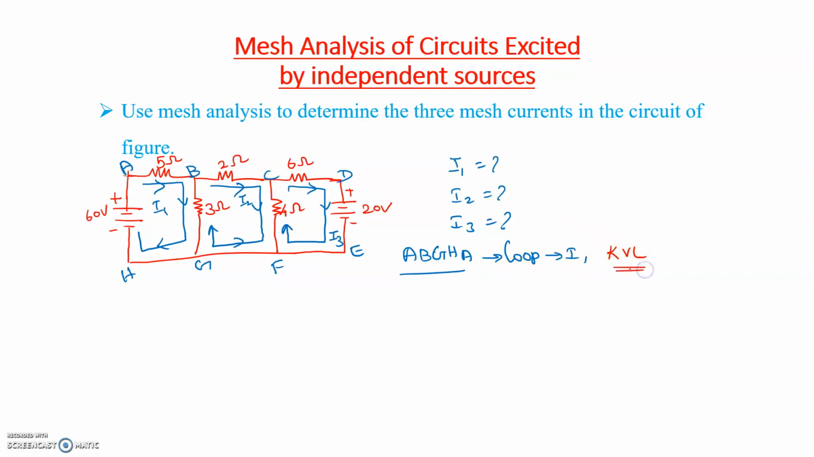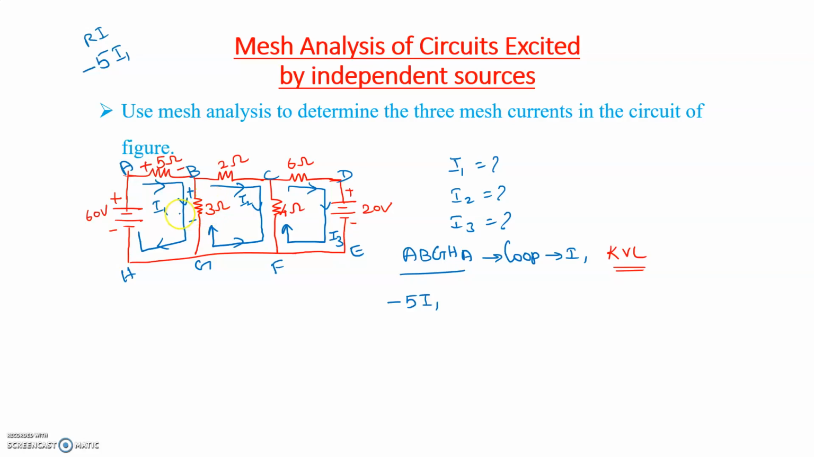So what is KVL? In a closed loop, the algebraic sum of potential rise and drop is equal to 0, or in a closed circuit, the algebraic sum of potential drop is equal to the algebraic sum of potential rise. First I am starting with this 5 ohm resistor. Current is entering at the positive terminal and leaving at the negative terminal, which can be treated as a drop in potential. So a drop in potential means minus 5 into I1, that is resistance into current. So minus 5 I1.